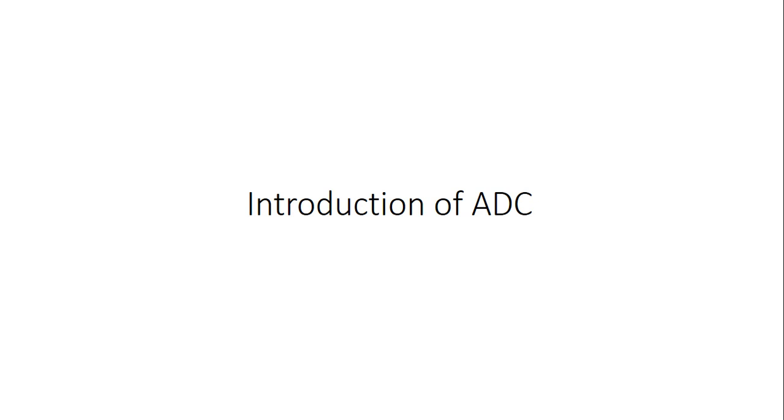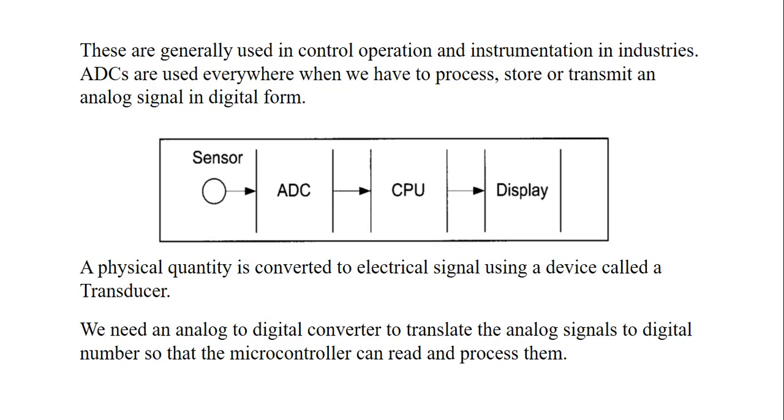Hello student, now we'll see the introduction of ADC. What is meant by ADC? ADC is analog to digital converter. These are generally used in control operation and instrumentation in industries. ADCs are used everywhere when we have to process, store or transmit an analog signal in digital form.